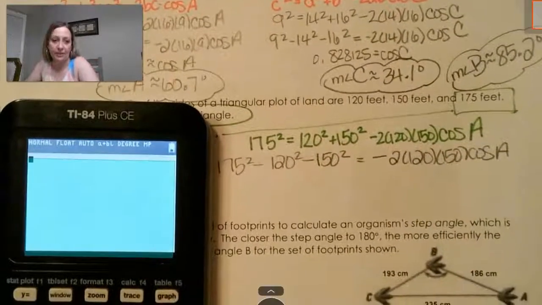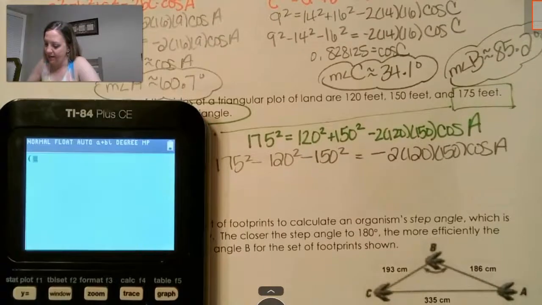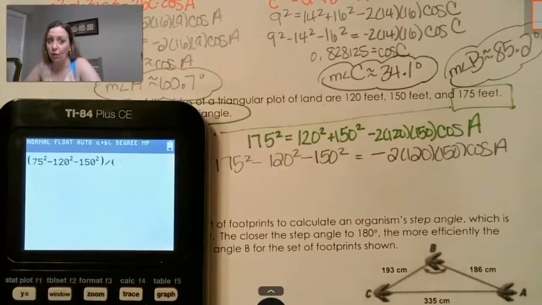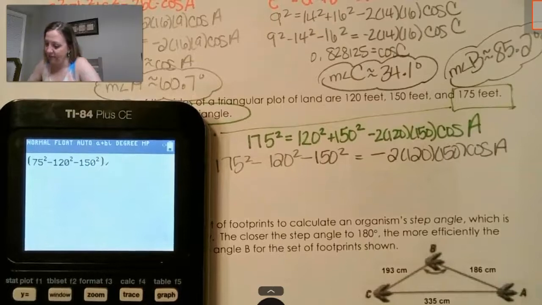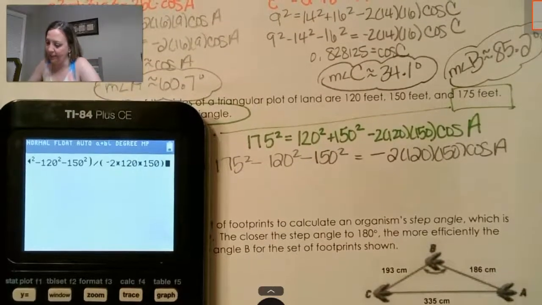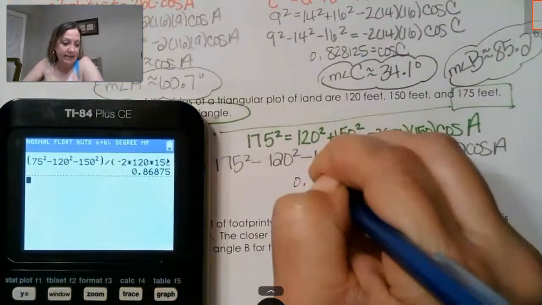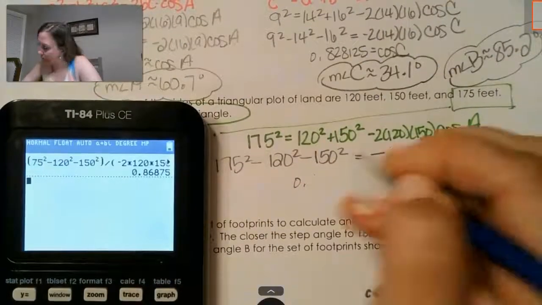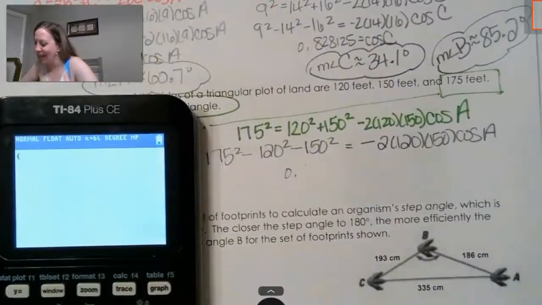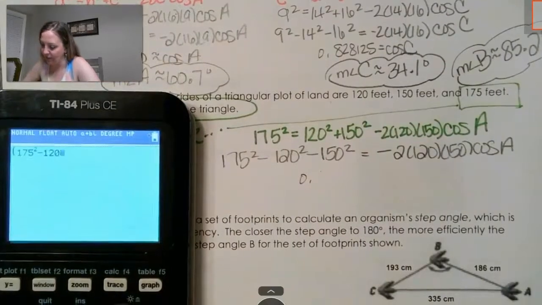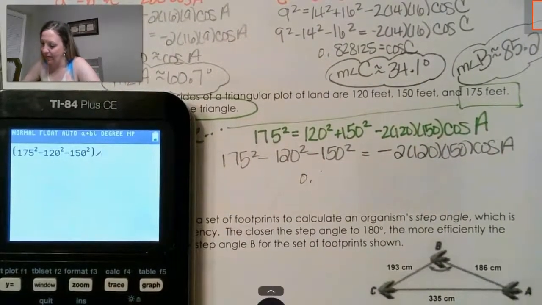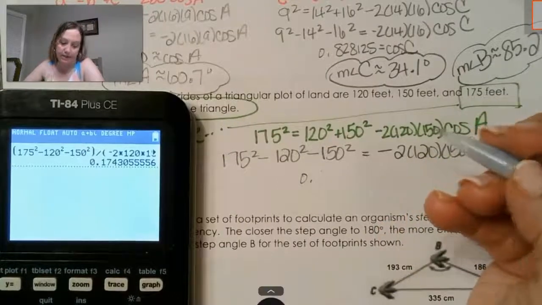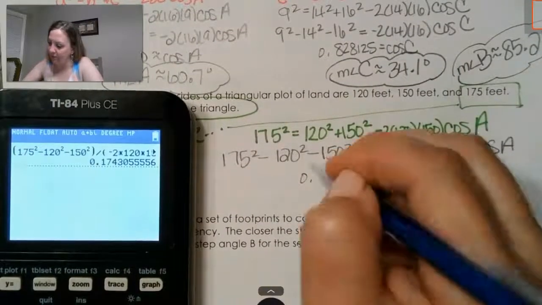So kind of like I did in my work here, I'm just going to try to save a step, and I'm going to take 175 squared minus 120 squared minus 150 squared, put all of that on top in parentheses, and then divide it by -2 times 120 times 150, okay? And then that gives me about -0.174.